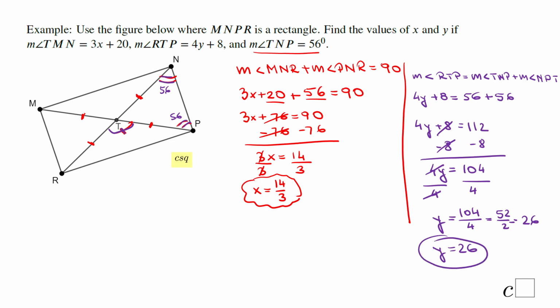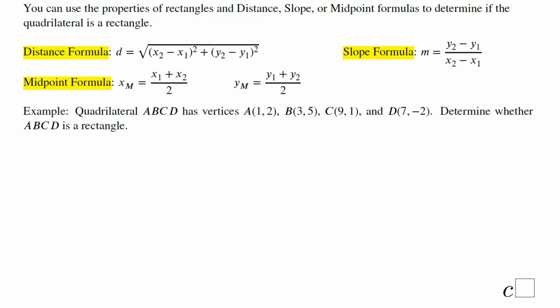And that is about this example. And now in my last problem, we're going to look at how to apply the coordinate grid to problems involving rectangles. For that reason, you can use these formulas: the distance formula, you see it here, the slope formula, and the midpoint formula. These three formulas can help you solve problems like this one.